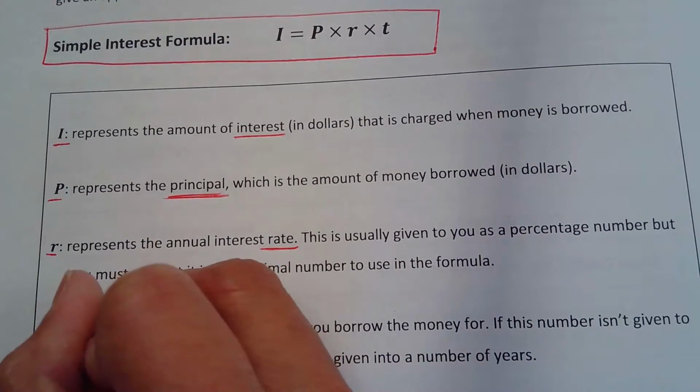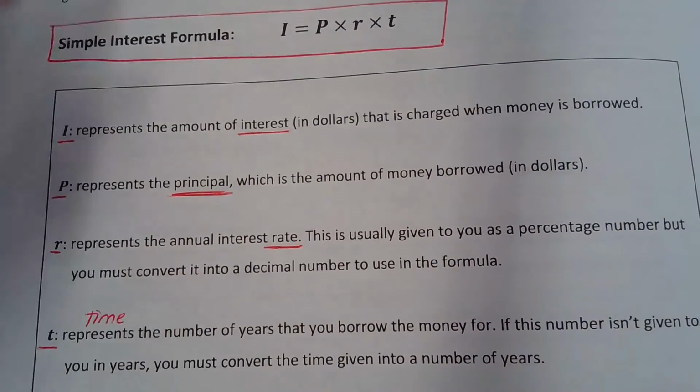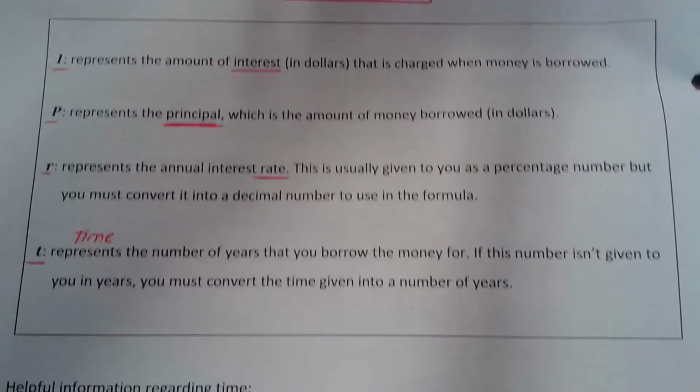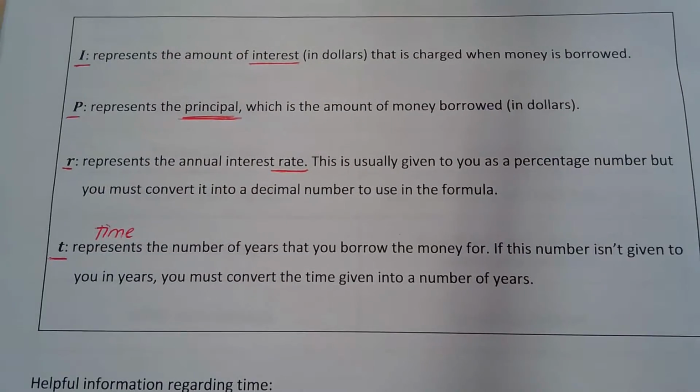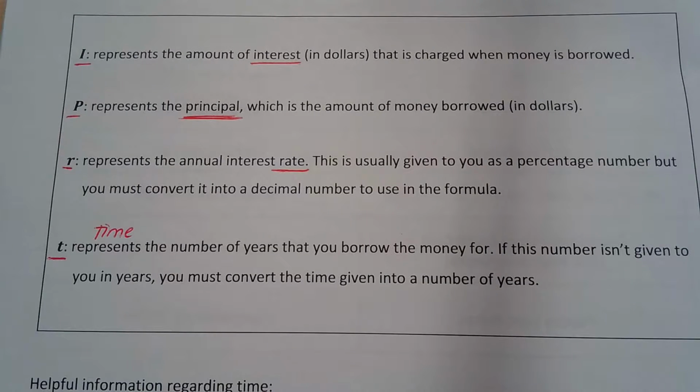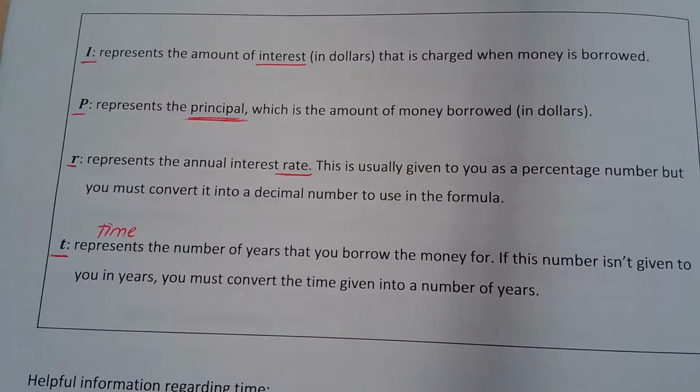Okay, I'll just put time, because I don't think it says time there. You must convert the time given into the number of years. Time has to be converted in a number of years. So these are the different things that affect the amount of interest. These are the factors that affect the amount of interest.